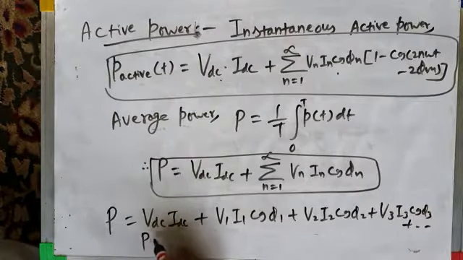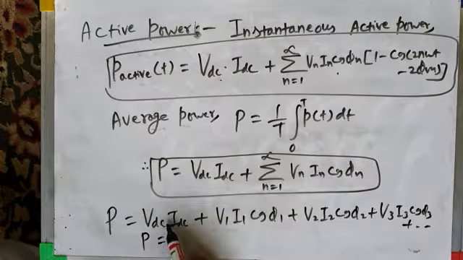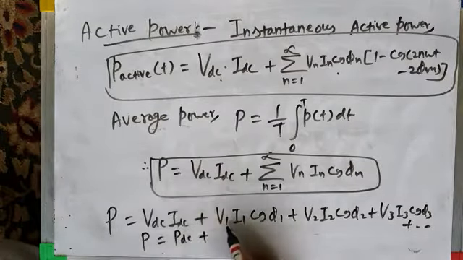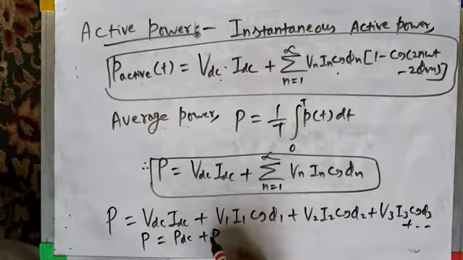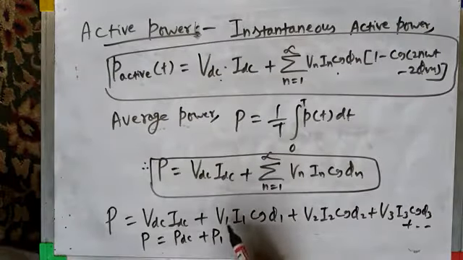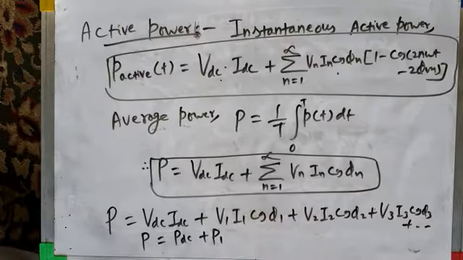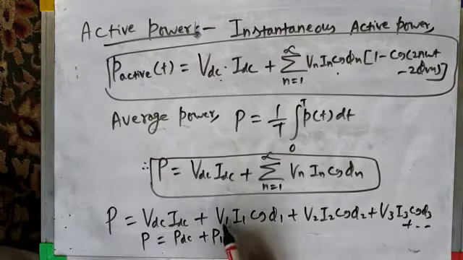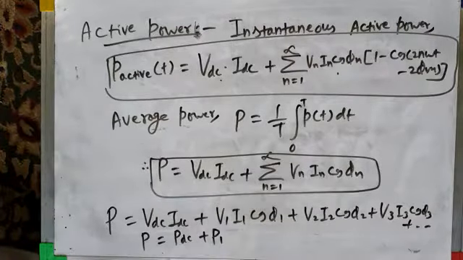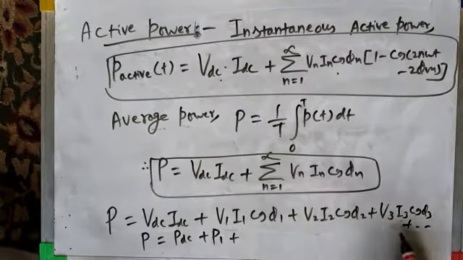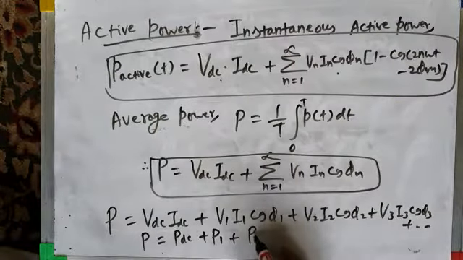Or I can write it P is equal to, what is this? VDC into IDC, it is PDC plus, what is V1 I1 cos phi 1? It is the fundamental component of power, because voltage is fundamental, current is also having a fundamental component. V1 I1 cos phi 1 is the fundamental component of power. And what are all these other components of power? They are harmonic components of power.